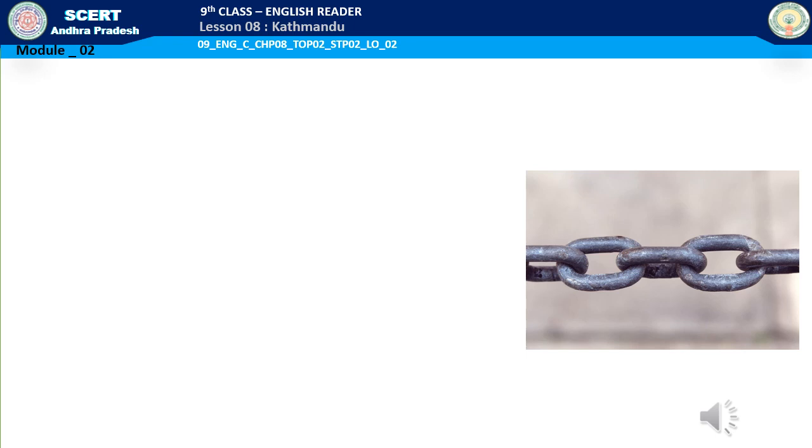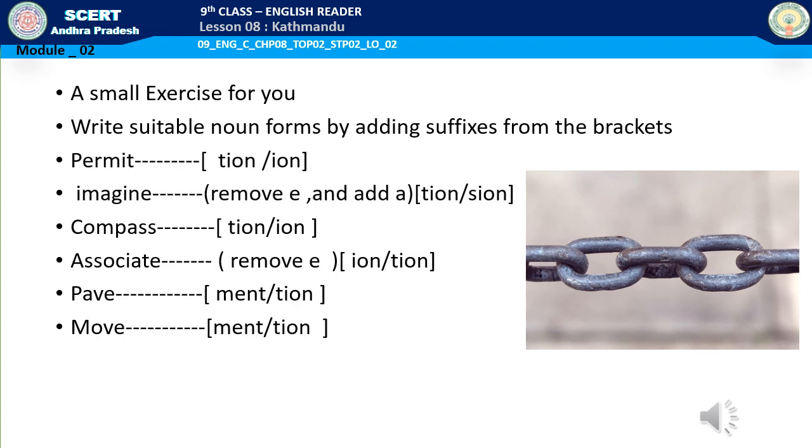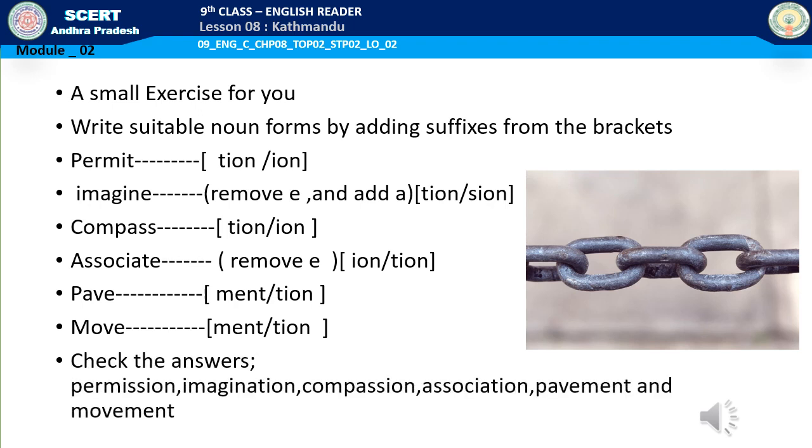Here is a small exercise for you. Write suitable noun forms by adding suffixes by choosing the right ones from the brackets. Pyramid, Amazon, compass, associate, pave, move. Check your answers. Permission, imagination, compassion, association, pavement, movement.